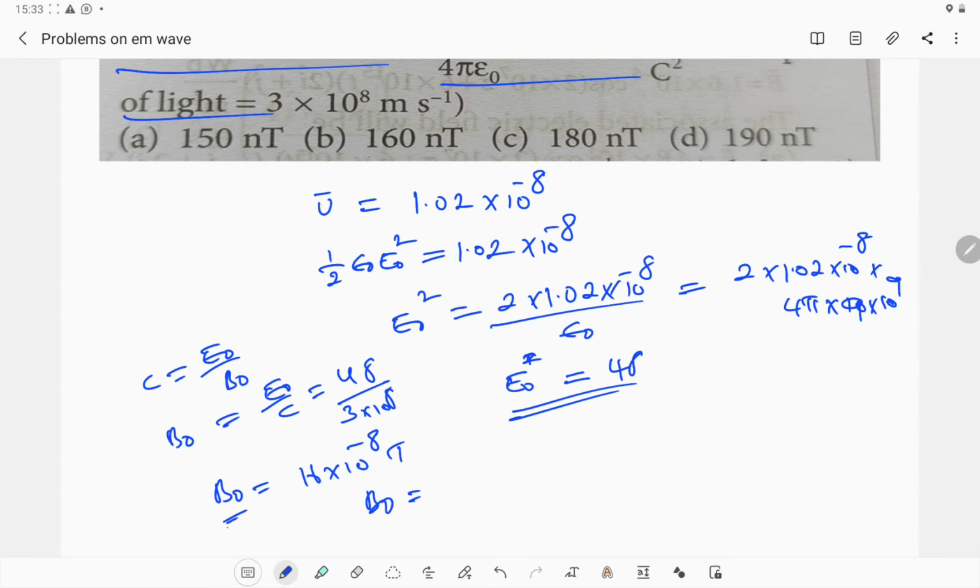B naught is the amplitude of the magnetic field. This you can write as 160 into 10 to the power of minus 9 Tesla. 10 to the power of minus 9 is nothing but 1 nano. Therefore this becomes 160 nano Tesla.